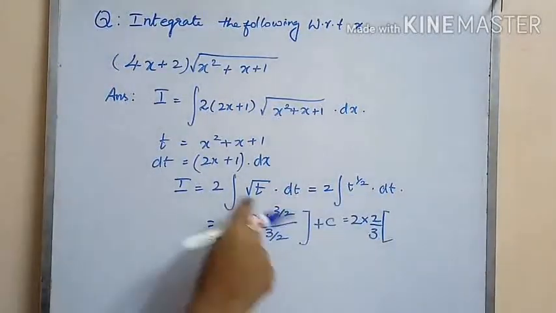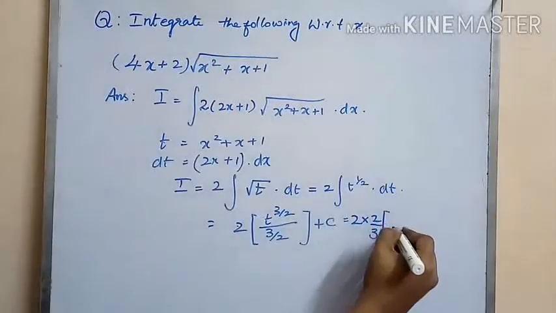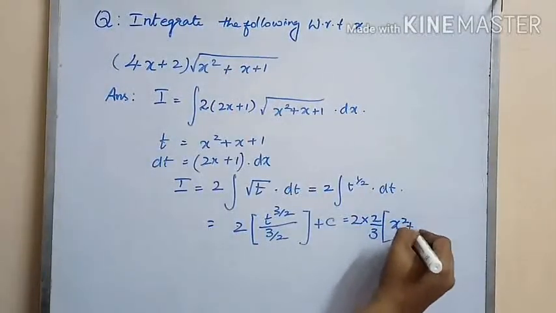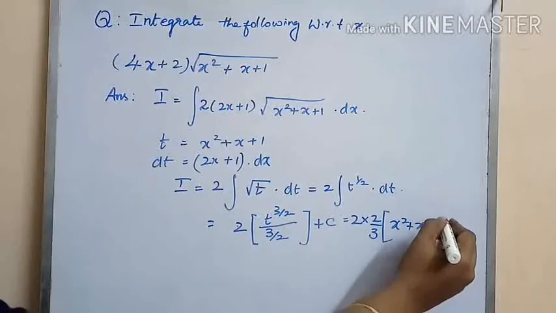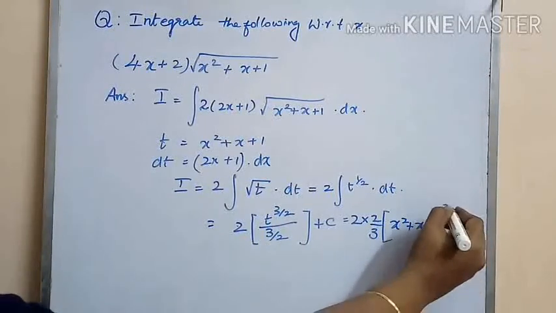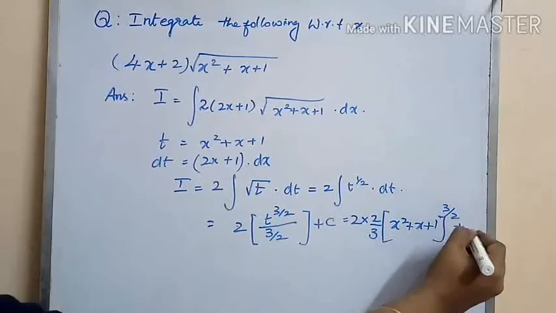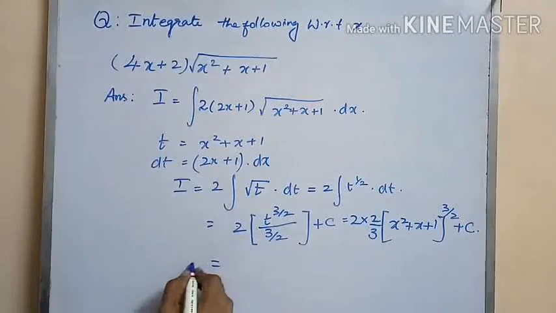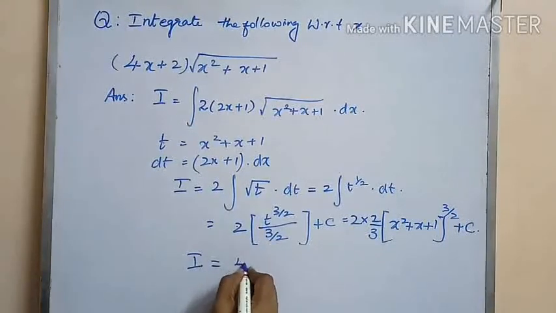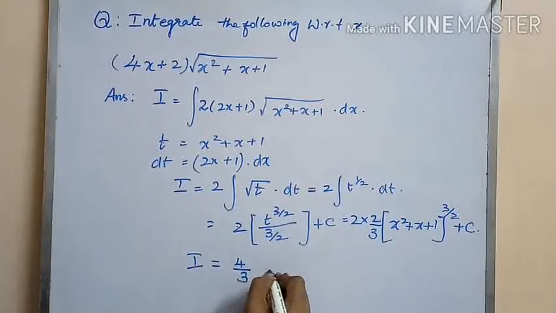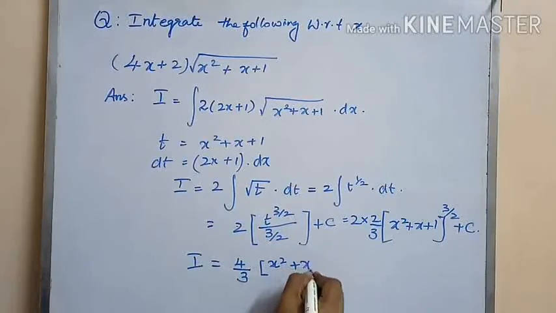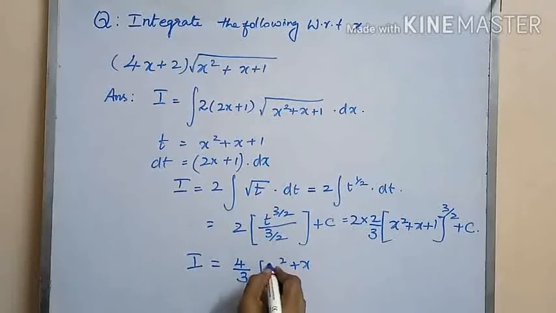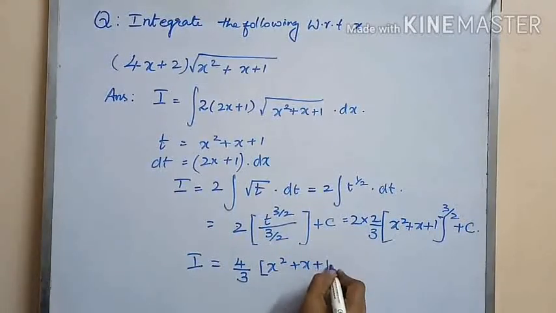Bringing 3 by 2 to the numerator, we get 2 by 3. So 2 into 2 by 3 into, substituting the value of t here, which is (x² + x + 1) to the power of 3 by 2 + c. The final answer will be I is equal to 4 by 3 into (x² + x + 1)^(3/2) + c.